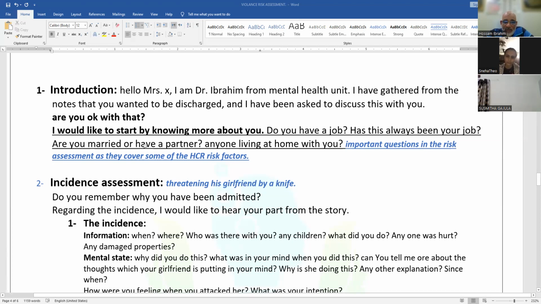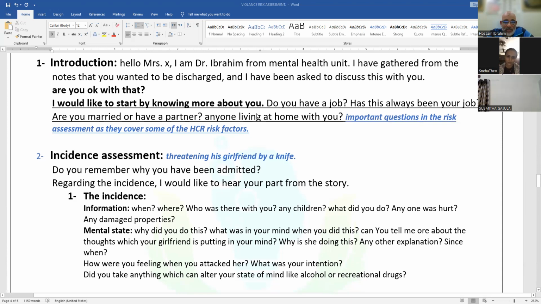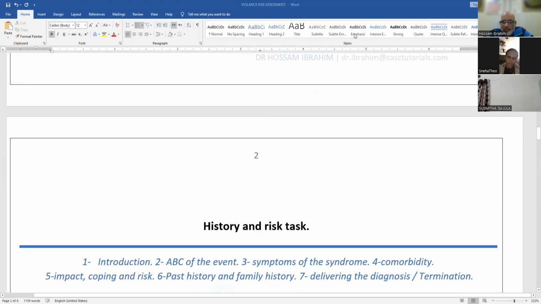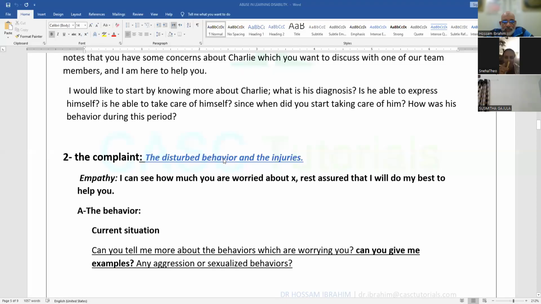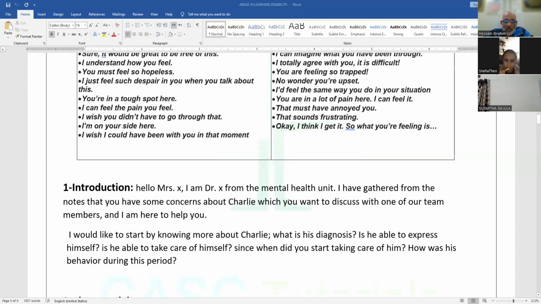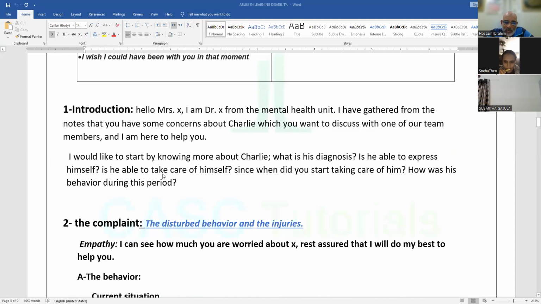So introduce yourself, and then you want to know some personal information about your patient. I would like to start by knowing more about Charlie. What is his diagnosis? Is he able to express himself? Is he able to take care of himself? Since when did you start taking care of him? How was he doing in this period? Okay, so this is how you start.